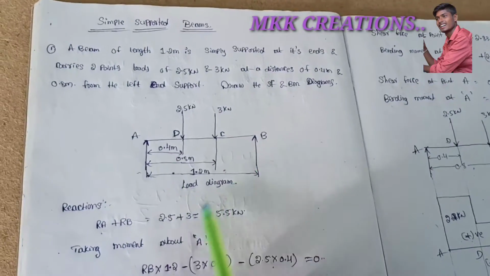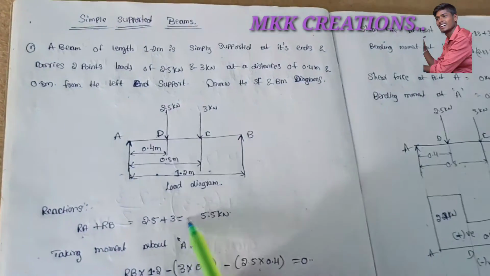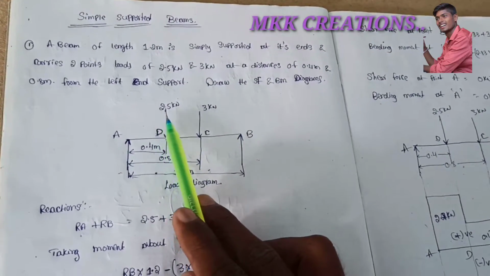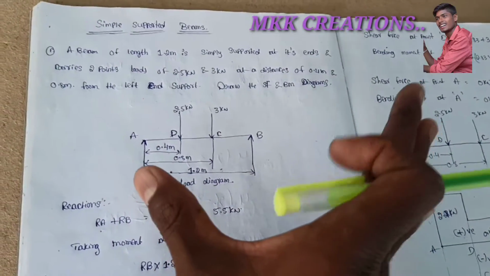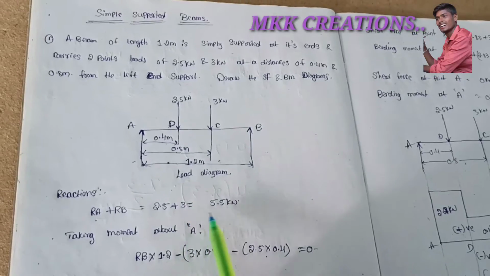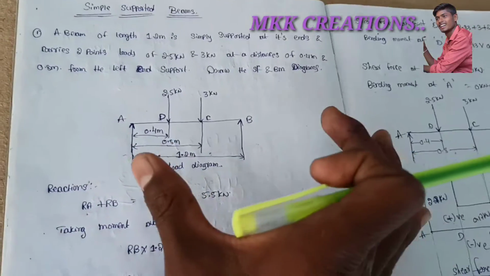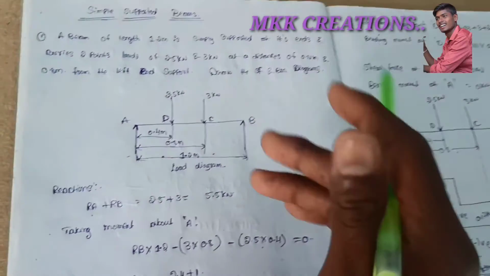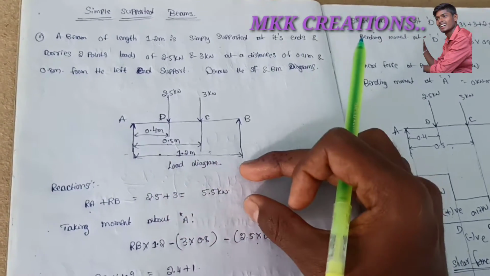Ra plus Rb is equal to the total load, how much load it can bear. It is bearing 2.5 plus 3, that is the total load of this beam. So Ra plus Rb is equal to 2.5 plus 3, that equals 5.5 kilonewtons of load the reactions or supports can bear.